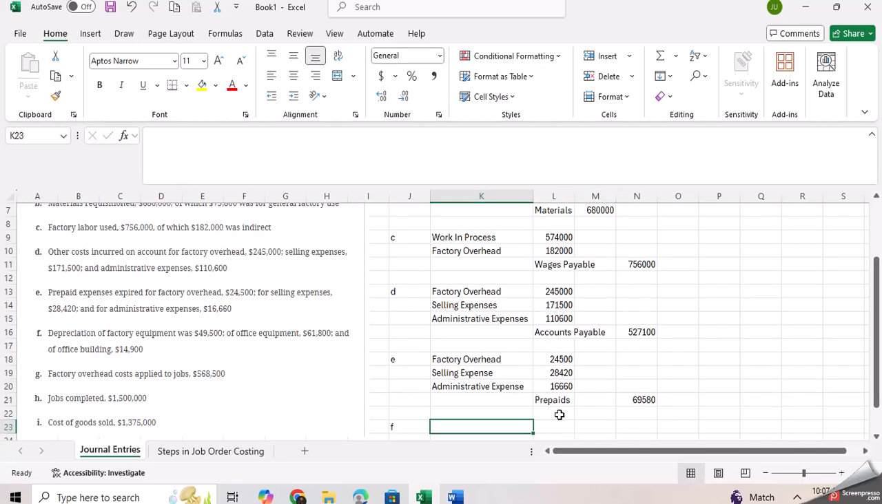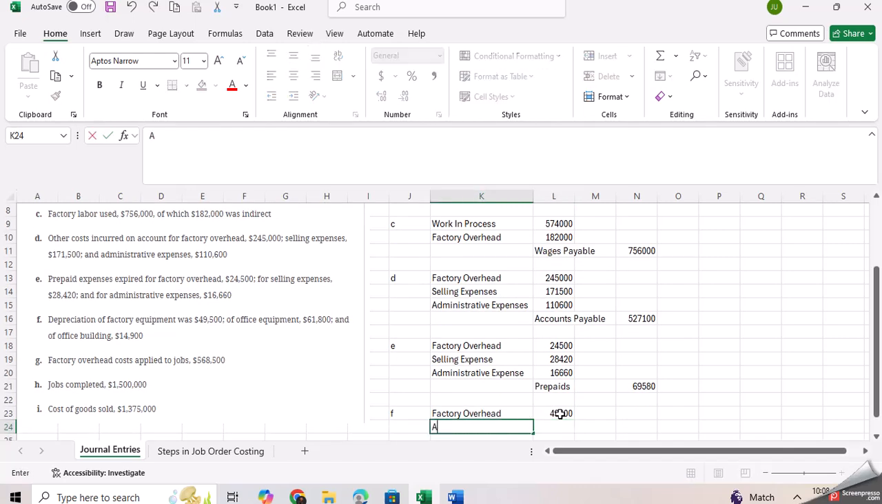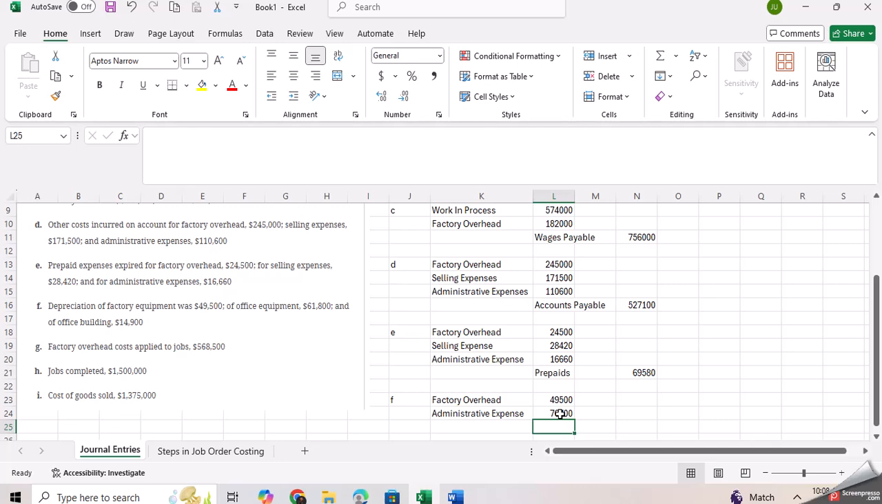And F, depreciation of factory equipment was 49,500, office equipment 61,800, and the office building 14,900. So then we're going to debit factory overhead for the factory equipment. And then the office would be administrative expenses for both of those. And then we would credit accumulated depreciation.